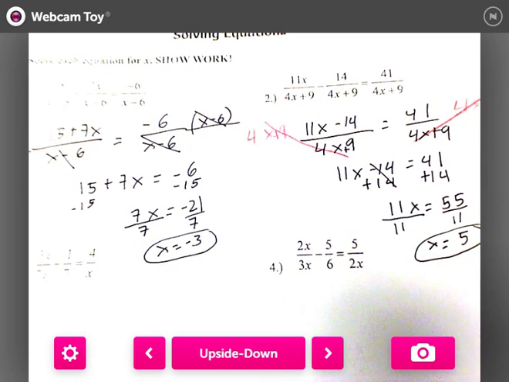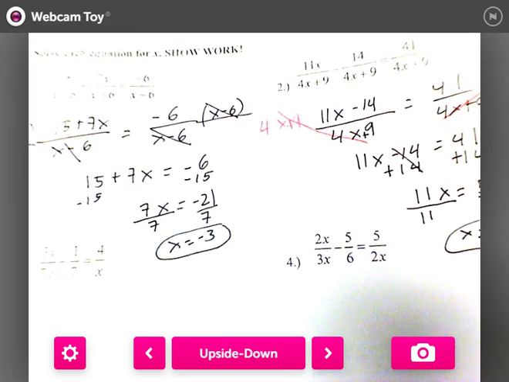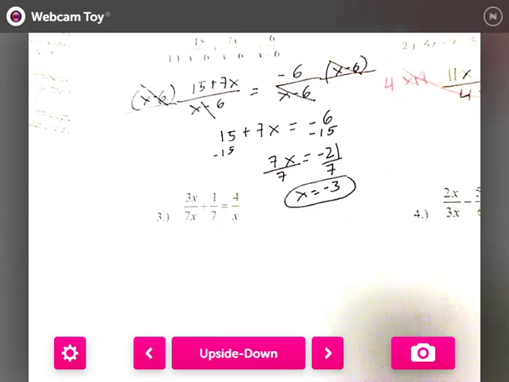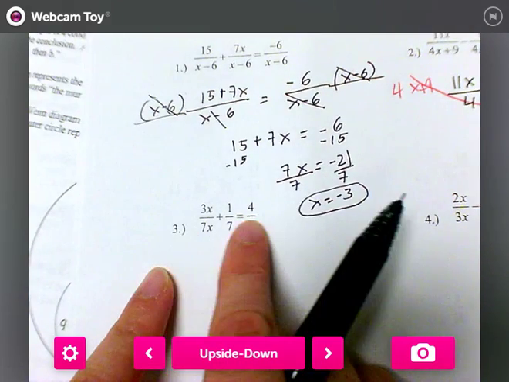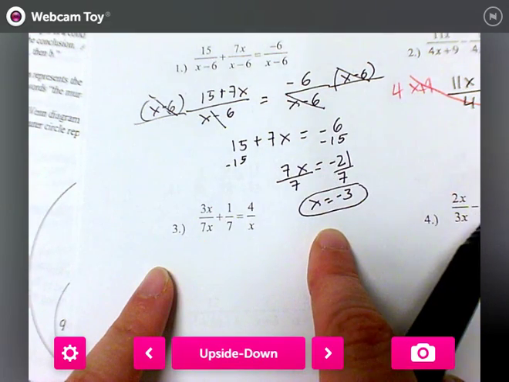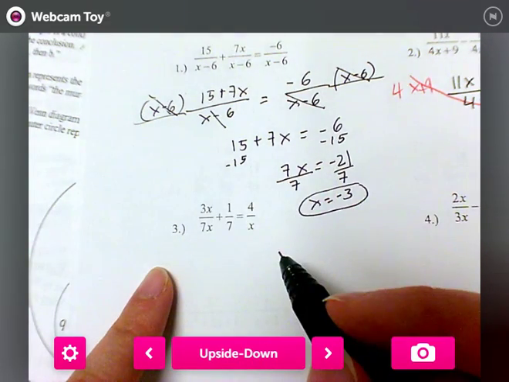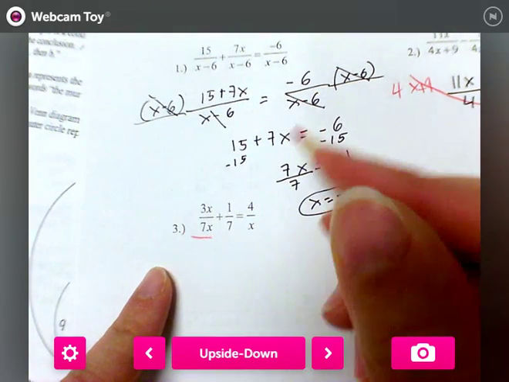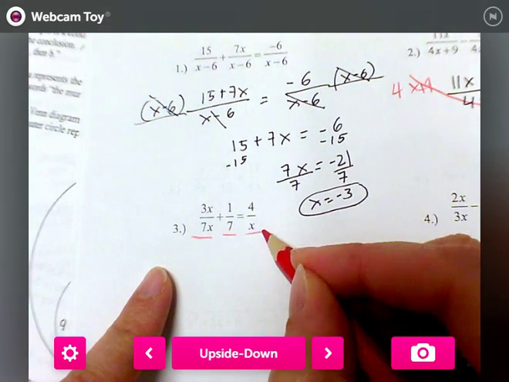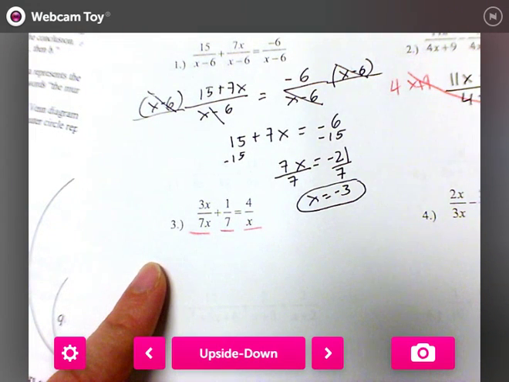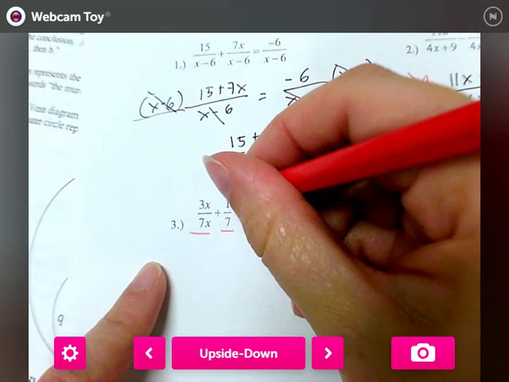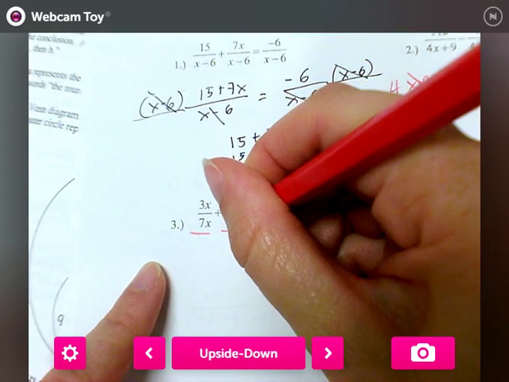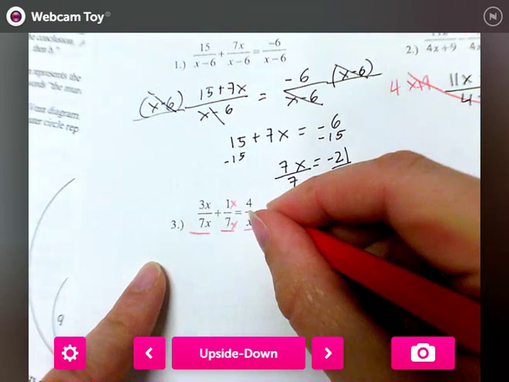Let's go ahead and look at number 3. You ready? Okay. What do I have to times these other ones by to get it? The bottom for this one is 7x, the bottom for this one is 7, and the bottom for this one is x. We need all of them to have what on the bottom? 7x, right? So this one I'm going to multiply both the top and bottom by x. And this one I'm going to multiply the top and bottom by 7.